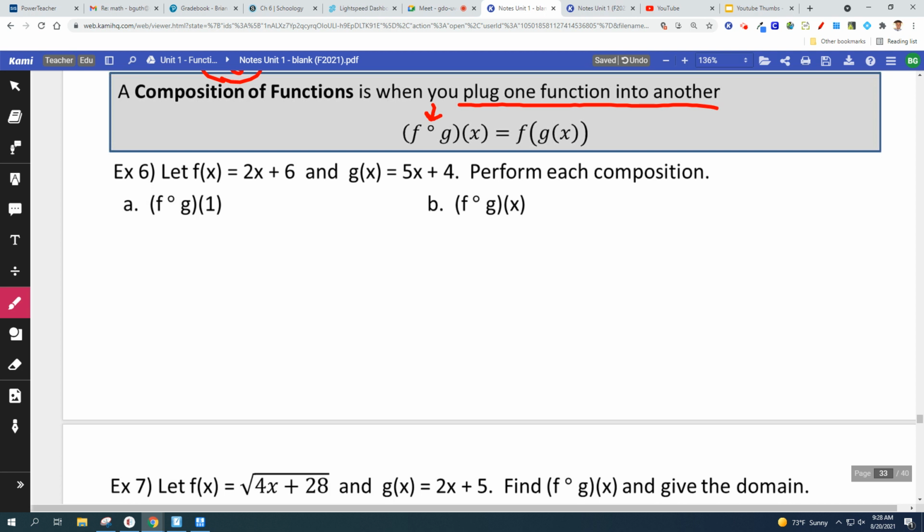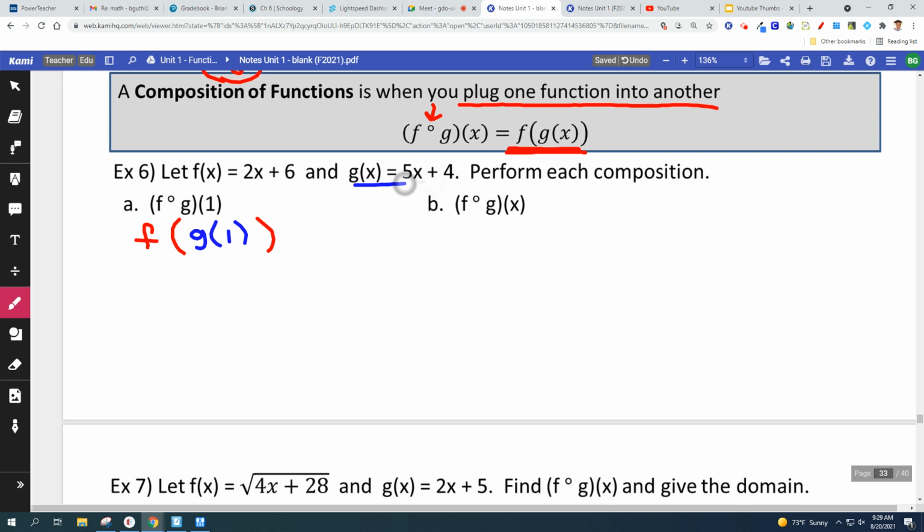I think it's easier to look at it like this. This means the exact same thing. F of g of x. That means I've got a function g inside of a function f. So when I look at part A, 6a, I read it as f of g of 1. So you kind of have to do almost like an order of operations problem. You have to do g of 1 first, and then you're going to take that result and plug it into the f function.